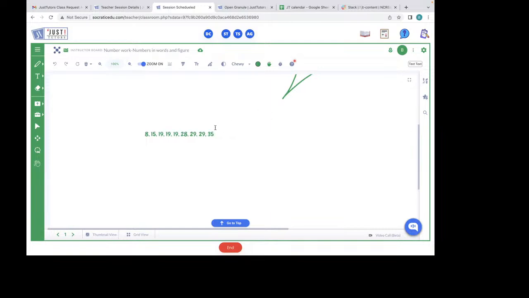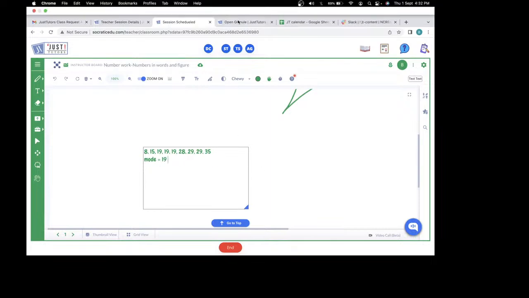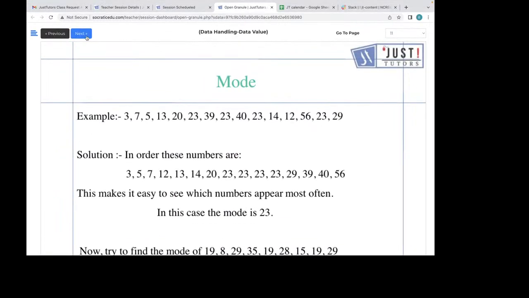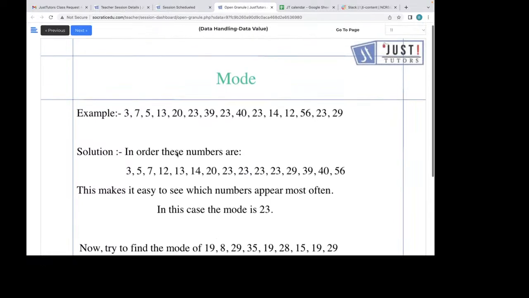Okay, so now you can clearly see that 19 has occurred 3 times and your 29 has occurred 2 times. So what will the mode be? The mode is 19 because it has occurred 3 times. So the mode of this data is 19. I hope the mode is clear. How to find the mode? First we arrange the numbers in ascending order, and then we figure out which number has occurred the maximum number of times.